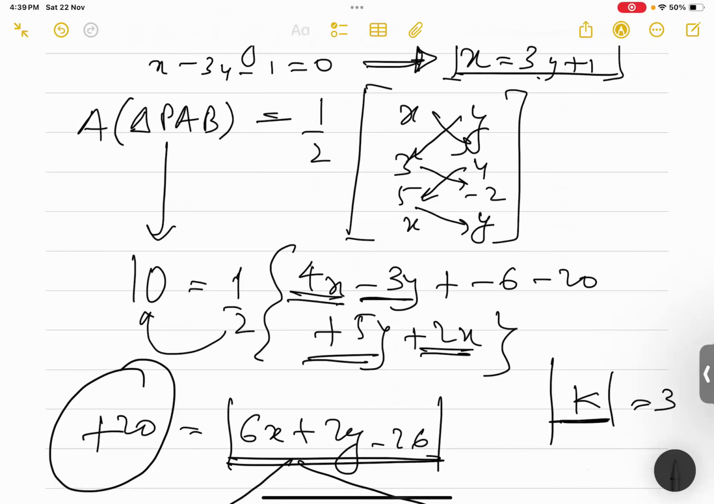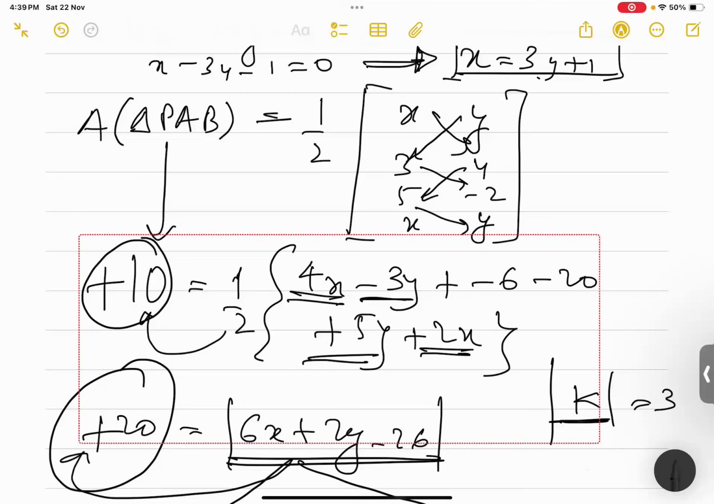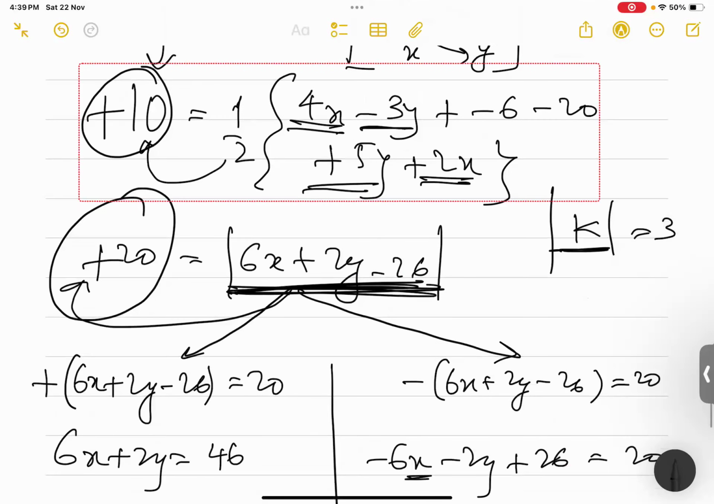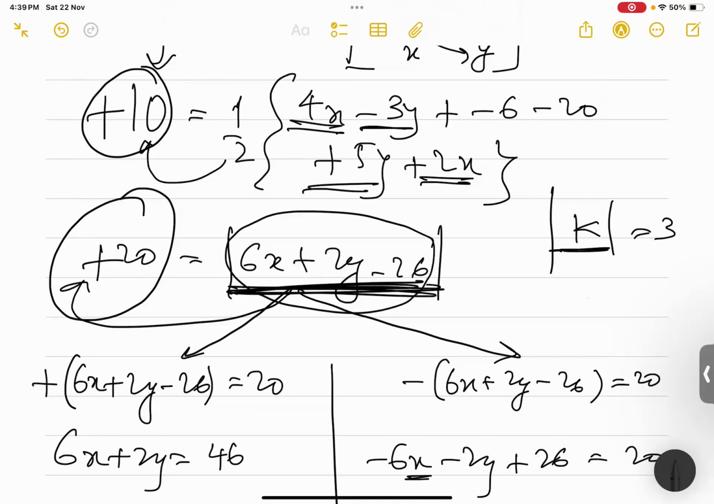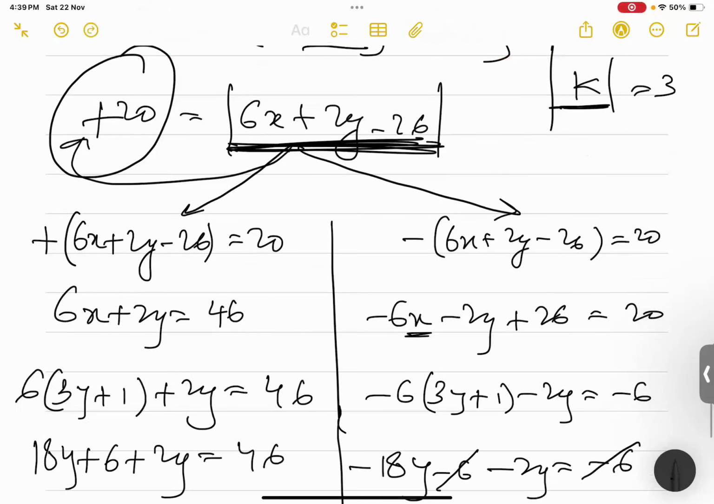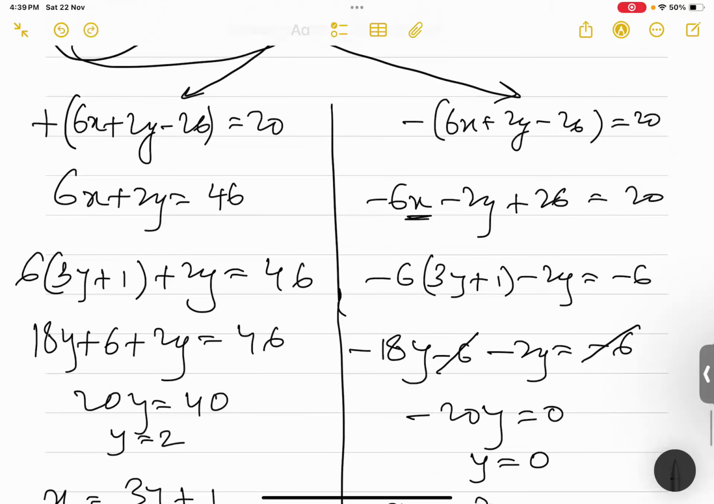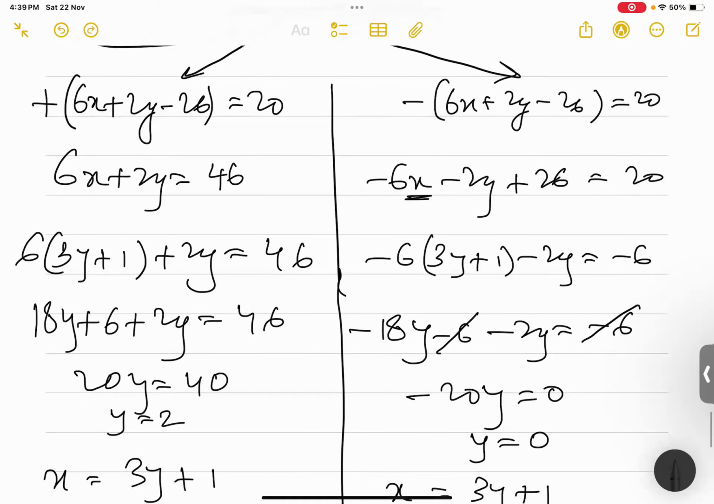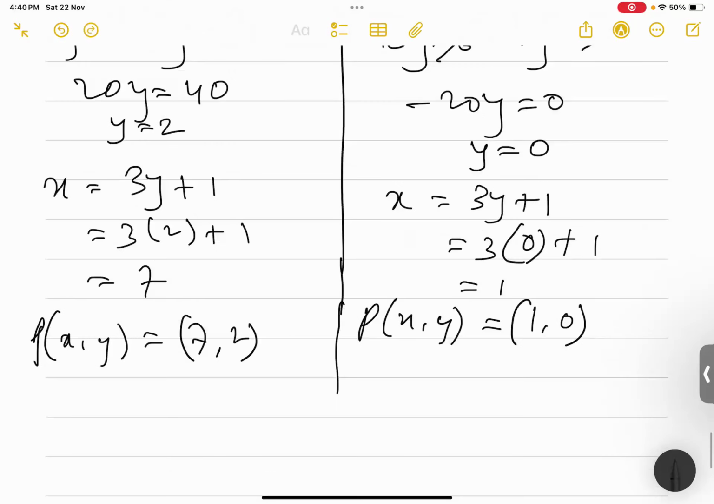In the final step, I'm taking modulus over here because we don't know the values of x and y. And why is modulus required? Because it's the area of the triangle. It cannot be negative. The final answer is always positive. So unknowns are there inside. In that case, once you solve with plus and once you solve with minus, this entire value can be positive or entire value can be negative. While solving that, we get two different points.